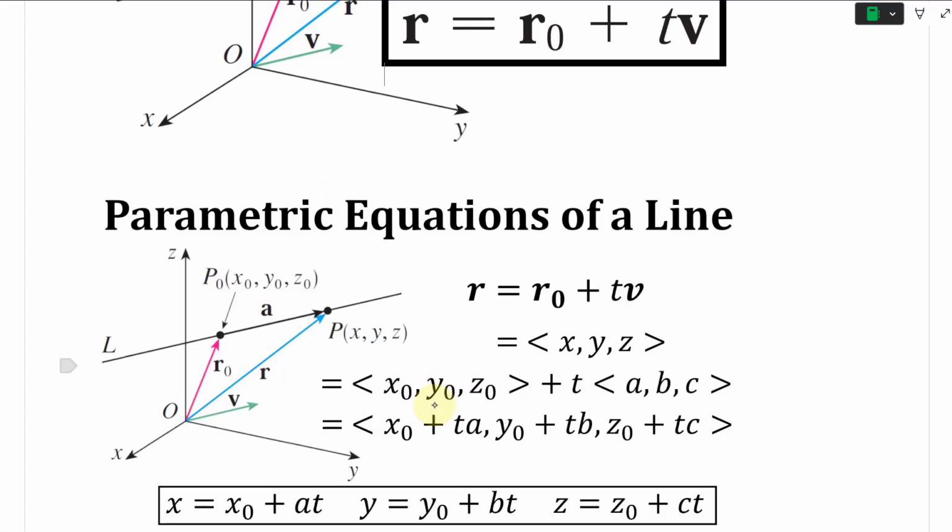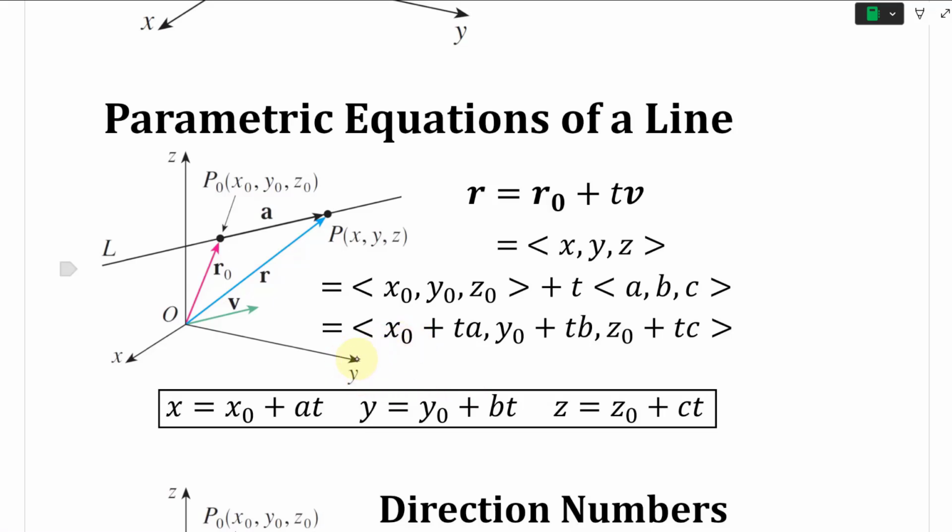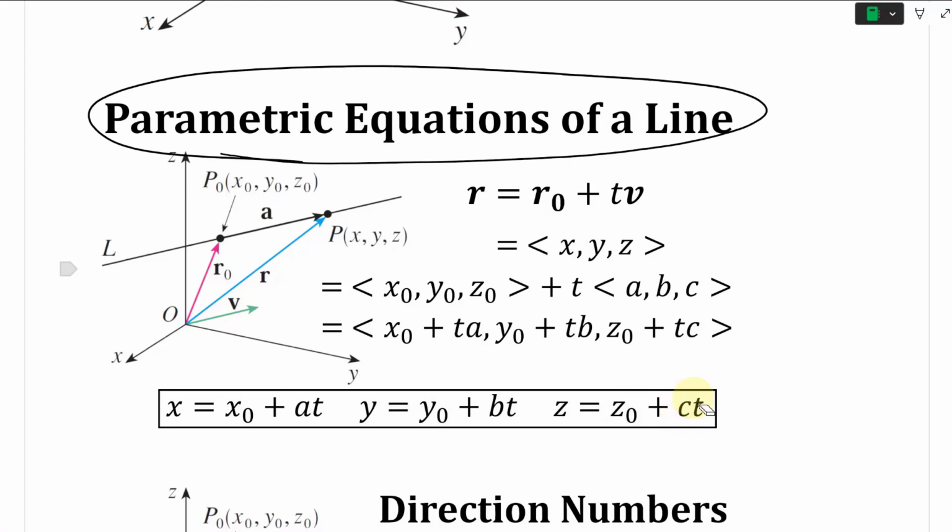Then you can add up each component: x naught plus ta, y naught plus tb, and z naught plus tc, and separate these into separate equations. So x equals x naught plus at, y equals y naught plus bt, z equals z naught plus ct, and these are the parametric equations of a line. Epic stuff.